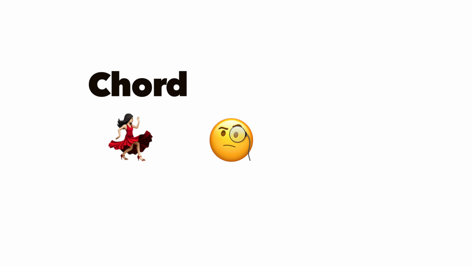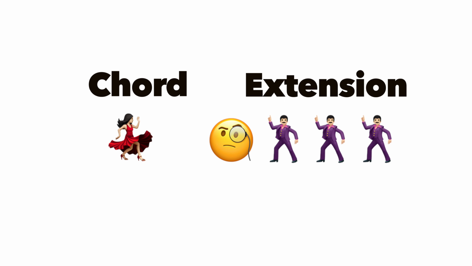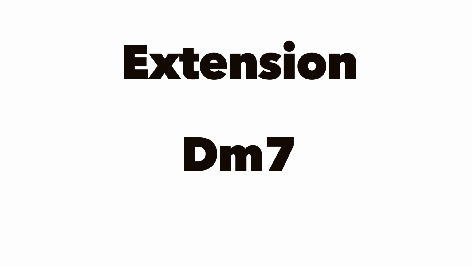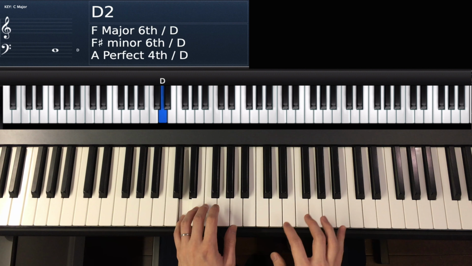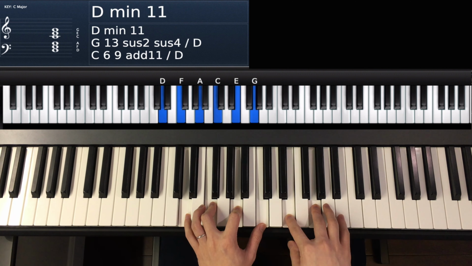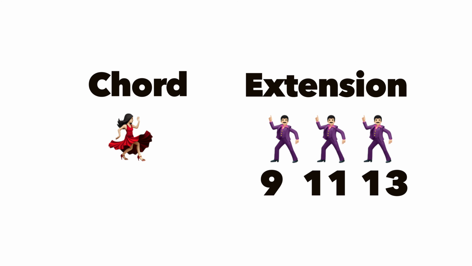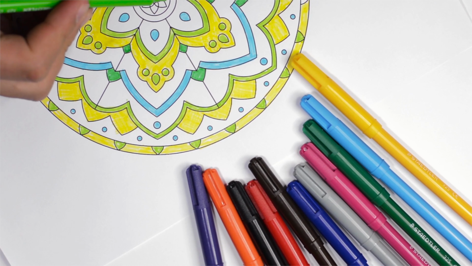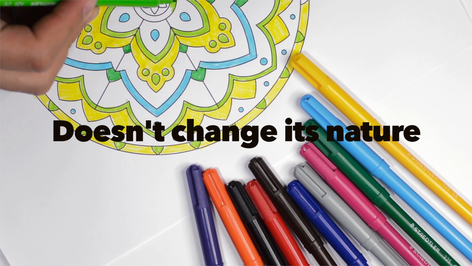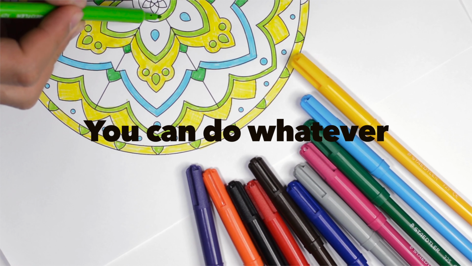When we play a chord, we always add extensions. Extensions are notes beyond the 7th, which are the 9th, 11th, and 13th. The reason why we call it extension is because it doesn't change the nature of that chord. Just like coloring a drawing, it doesn't change the drawing itself. It doesn't change its nature, you can do whatever.